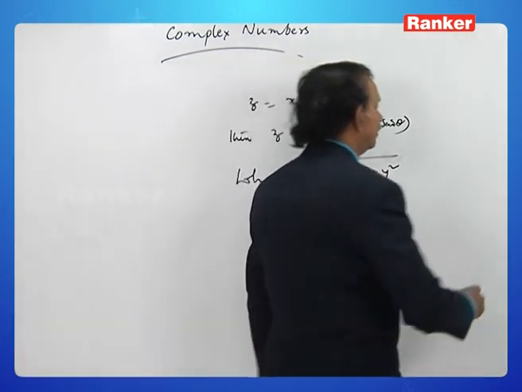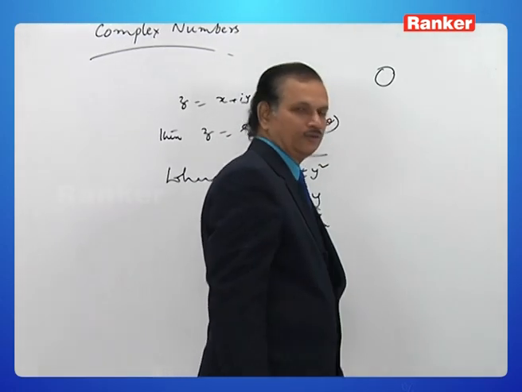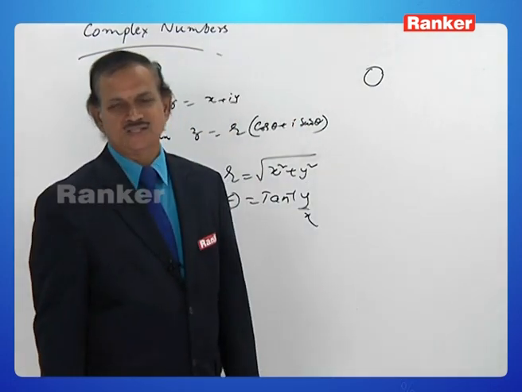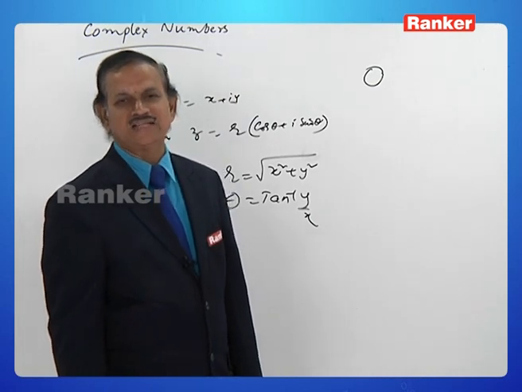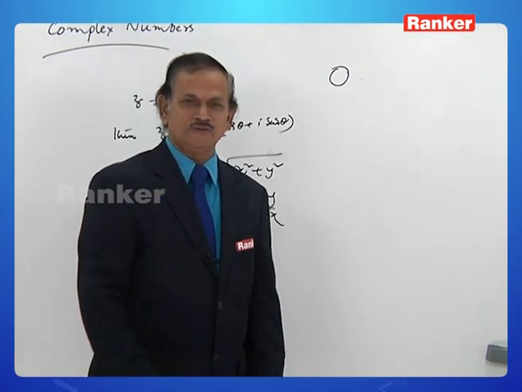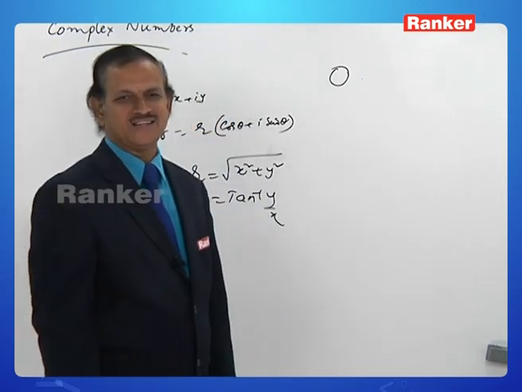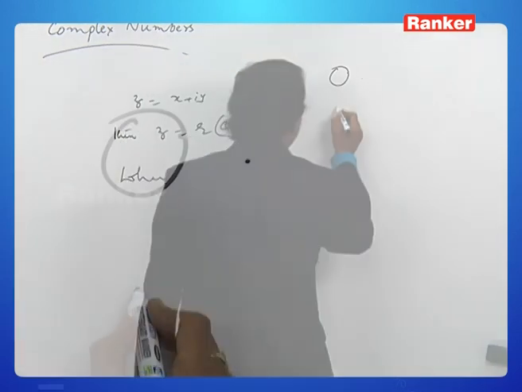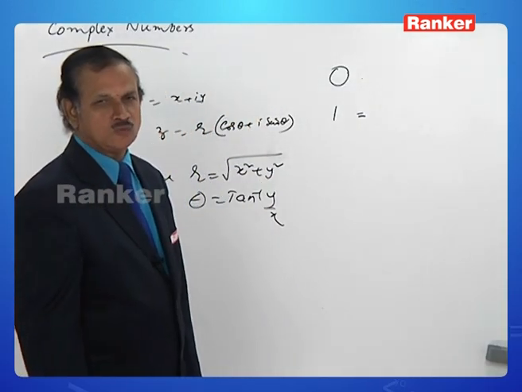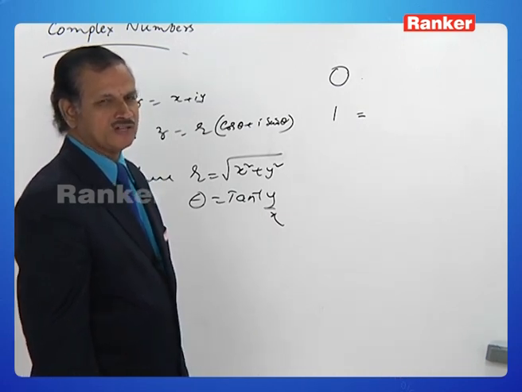For example, the complex number 0, that is 0 plus i0. How can you say the amplitude for that? 0 is the complex number. What is its modulus? 0. 0 into whatever you write, it is 0. It is needless to write the mod amplitude form for 0. Well, then next, 1. 1 means 1 plus i0, that is the point 1, 0. It is a point on the x-axis.